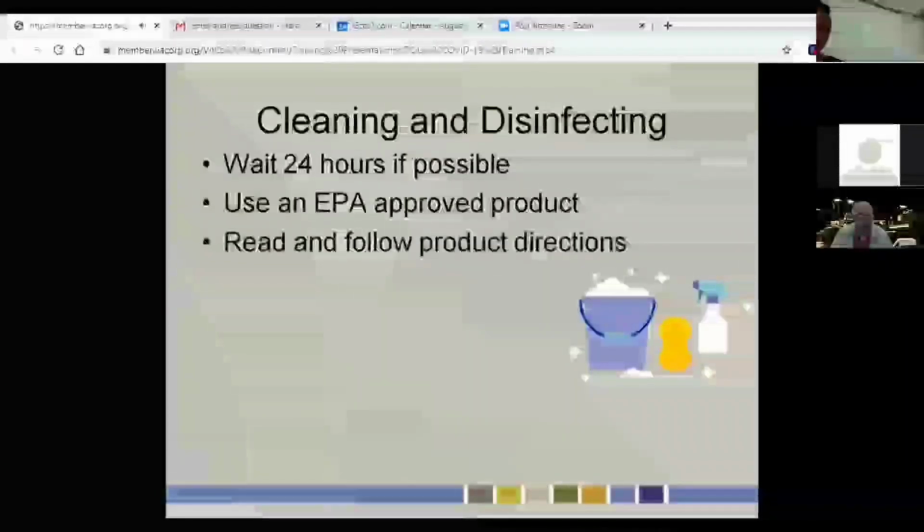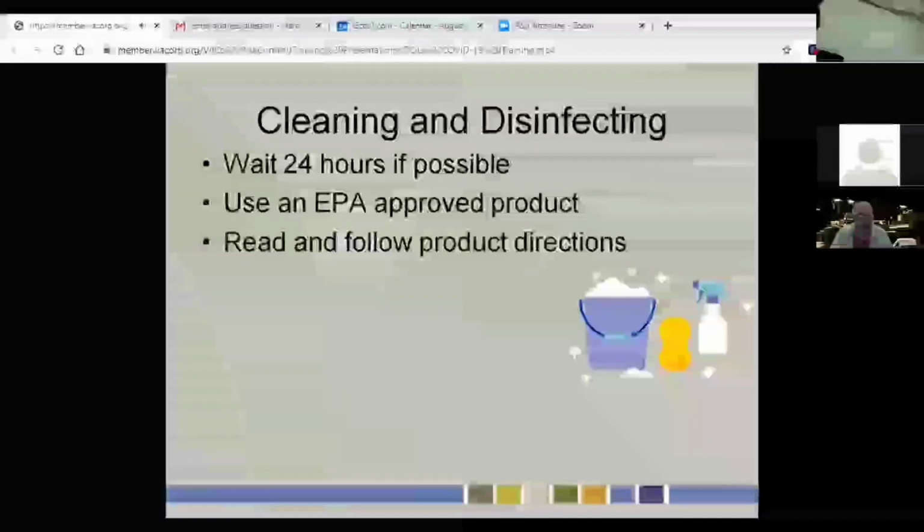But as we said before, nothing in the standard is set to negate some of the other standards that we already have in place. For example, chemical safety that's laid out in the hazard communication standard, things that we've been paying attention to from an OSHA or a VOSH standpoint to begin with. All of that still applies here. So you've got to be reading and following the product directions. Chemical safety is going to be important with this. You've got to have the safety data sheets available.